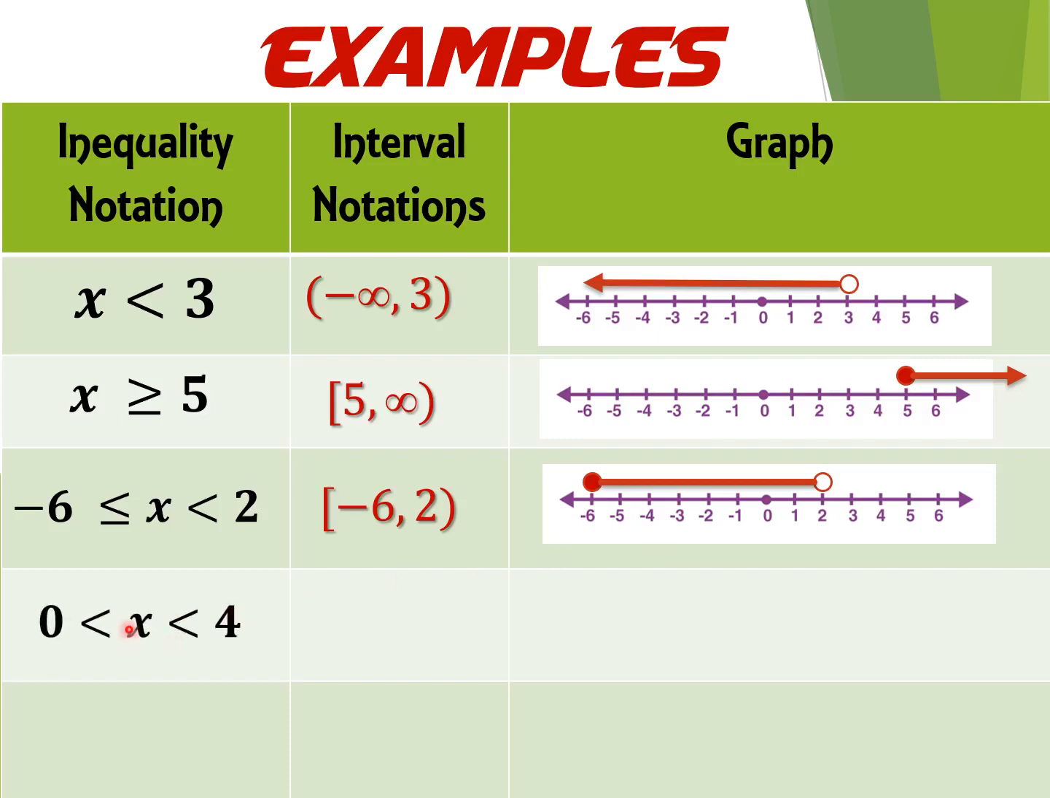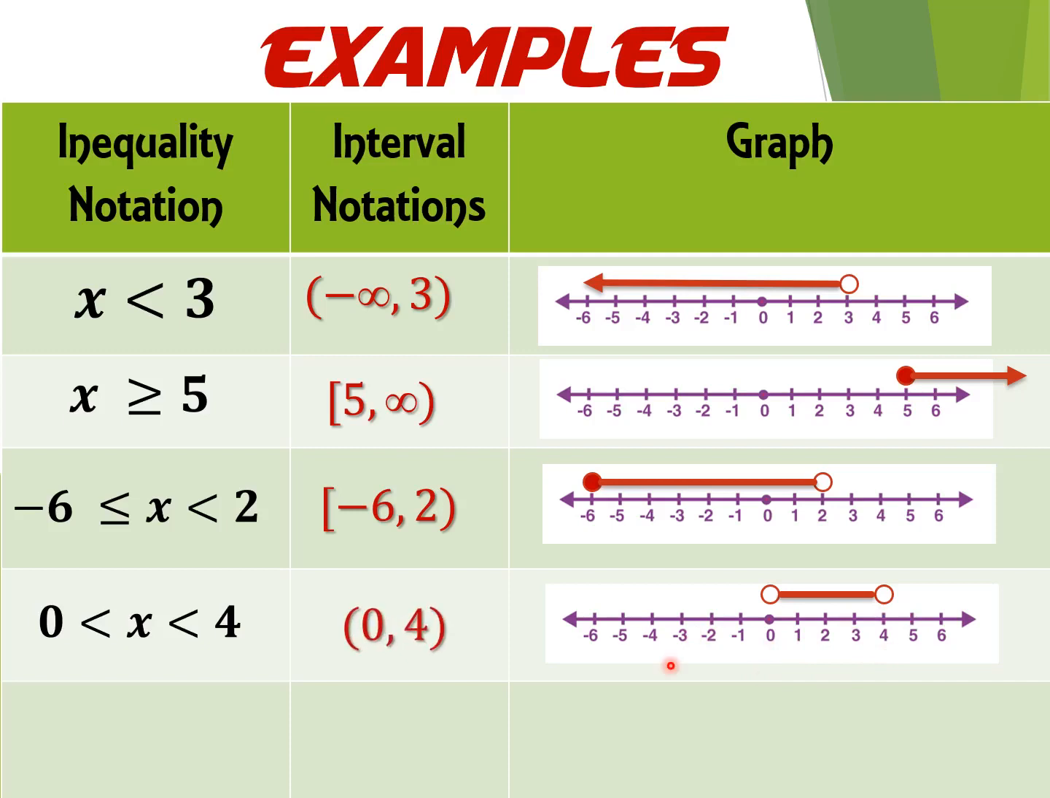Next example, you have x is greater than 0 but less than 4. So the elements here are 1, 2, and 3 only. Graphing it, since this is exclusive, 0 and 4 are not part of it, so you will have an open circle at 0 and 4, and then you just connect them. For the interval notation, you will have open parentheses and close parentheses, and then copy the points, so you will have this one. That is how you write it in interval notation. Okay.